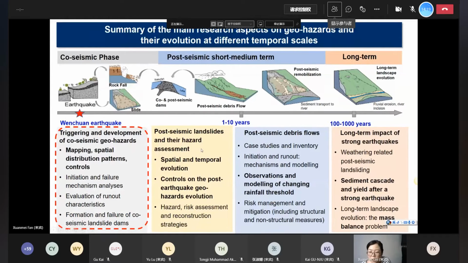So since 2008, I have been working on the chains of geological hazards, and I summarized it here. First, we were working on co-seismic landslides. By co-seismic, I mean when an earthquake happens, it simultaneously triggers some geological hazards. So we did an inventory and analyzed the spatial distribution pattern and their controls. After that, we moved along a timeline to post-seismic landslides and post-seismic debris flows. I will give you a short overview of all these stages in the coming slides.